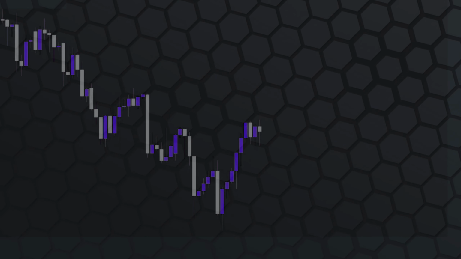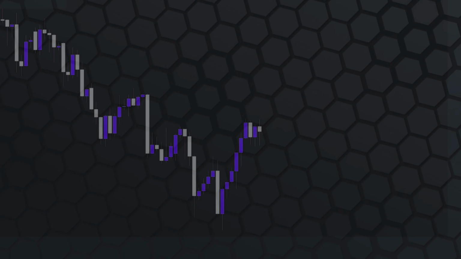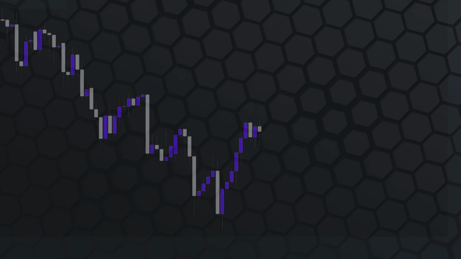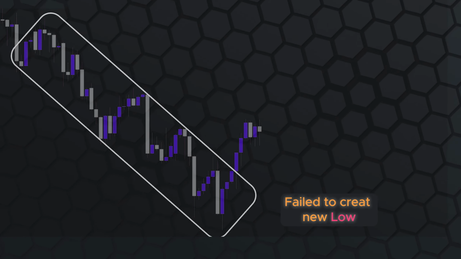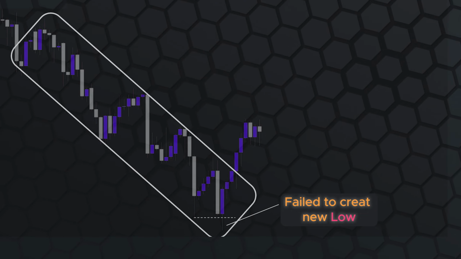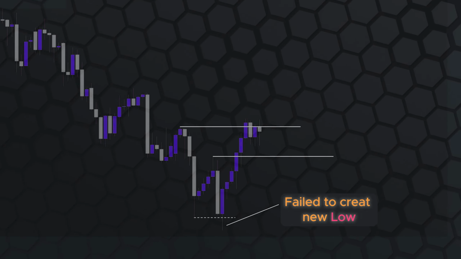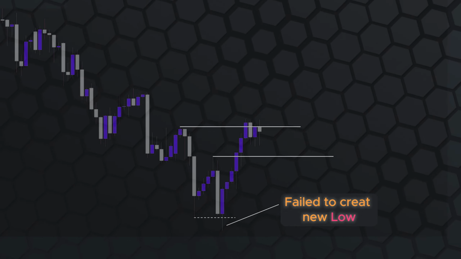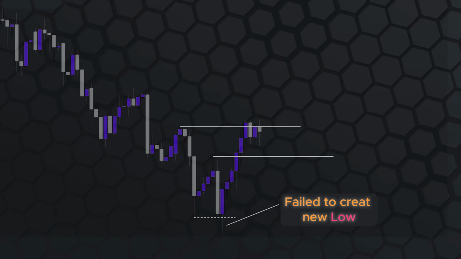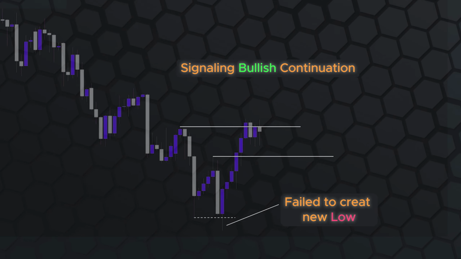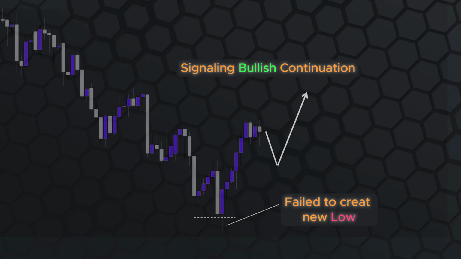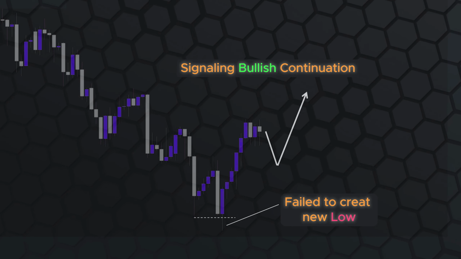Here, we have pound yen on the 4-hour chart. From a price action perspective, the market was in a long-term downtrend, but recently failed to create a new low, indicating a loss of bearish momentum. This was followed by a break above 2 key supply levels, signaling that demand is now in control, and a counter-trend formation might be underway. With that in mind, the higher timeframe direction appears bullish. Let's zoom into the 30-minute chart for a closer look.